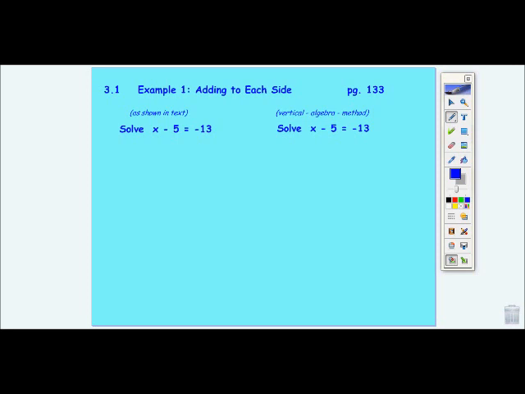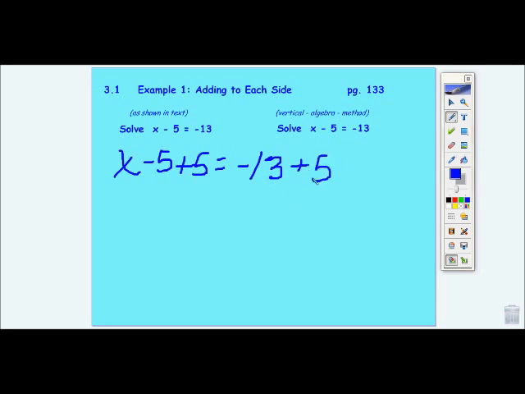As shown in the textbook, since I'm starting out with x minus 5, I want x minus 5, and then they tell you to write a plus 5. And that equals a negative 13. And since I added 5 there, I'm going to add 5 on this side.